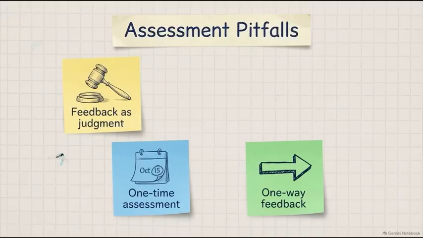Research highlights three massive pitfalls that can completely halt student progress when we rely way too heavily on traditional summative grading. We're going to dive into feedback as judgment, assessment as a one-time event, and one-way feedback. Now, if any of these sound a little too familiar, don't worry at all. We are going to fix them.